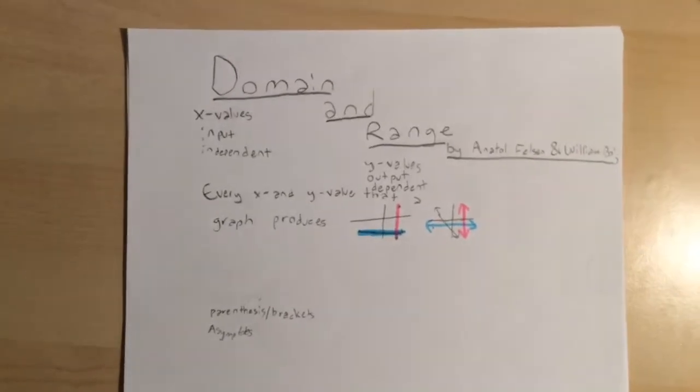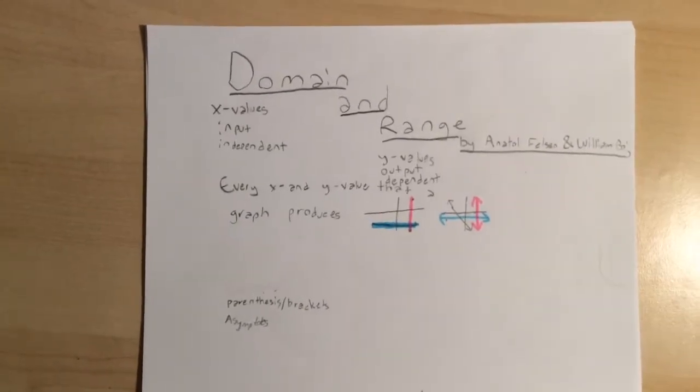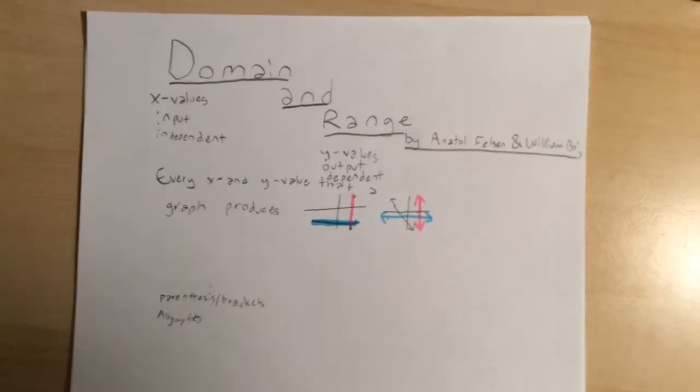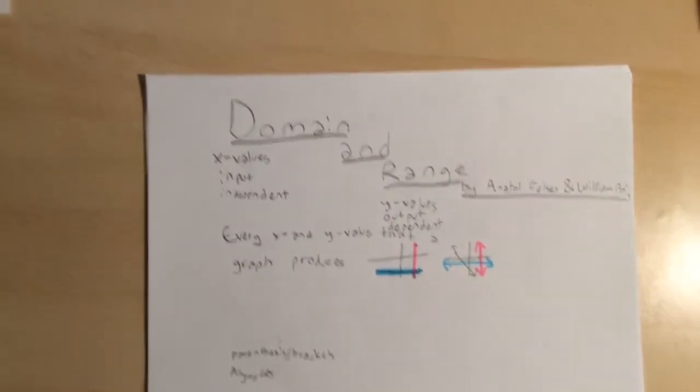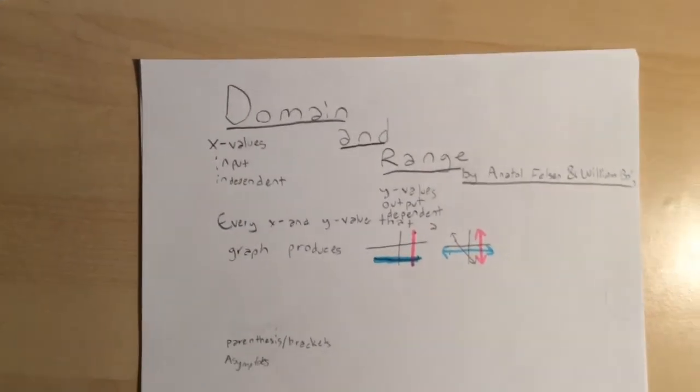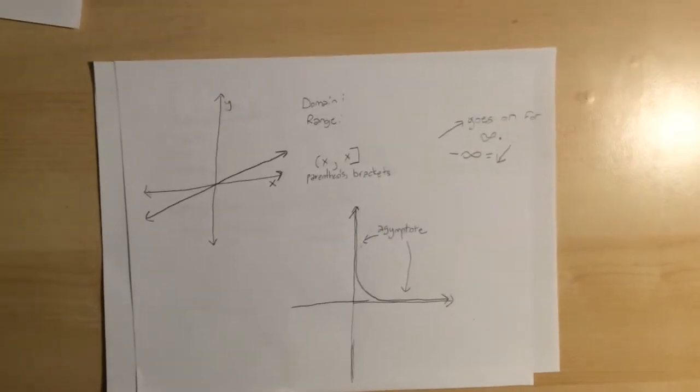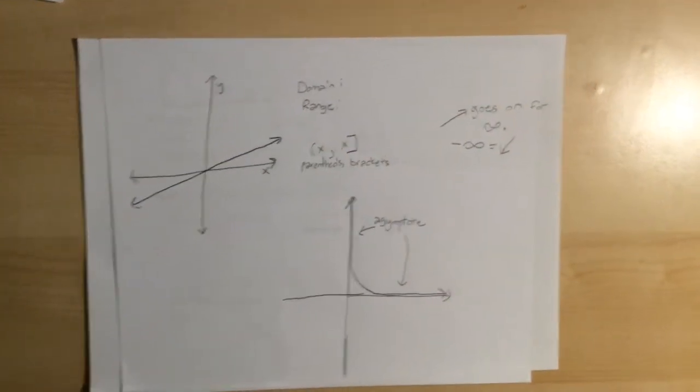Domain and range are every x and y value that a graph produces. Range is the y values, also known as the output and the dependent variable. Domain is the x values, also known as the input and the independent variable. Alright, so now let's find out how to actually get the answer.